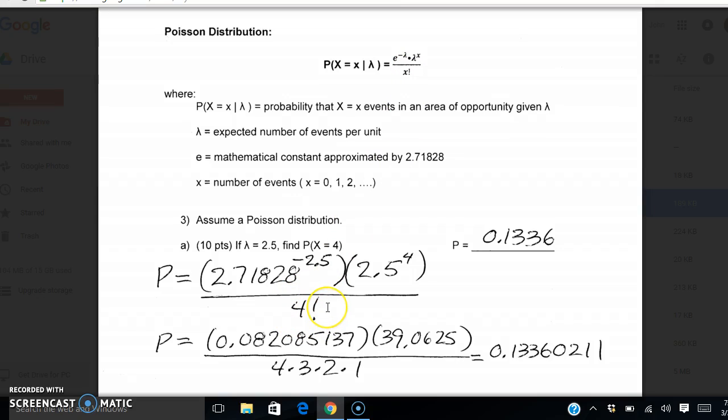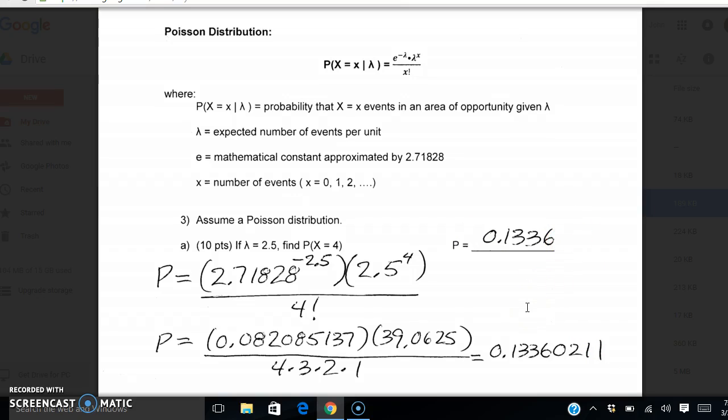The x is 4, so we have 4 factorial down here. Now if we were to calculate each of these pieces individually, these are the values that we would get. The e to the exponent minus 2.5 would give us this value. 2.5 to the exponent 4 would give us this, and then we would divide by 4 factorial, which is 4 times 3 times 2 times 1, which is 24. We multiply these two numbers here, divide by 24, and this is the probability that x is equal to 4. And we would round at the 4th decimal place.